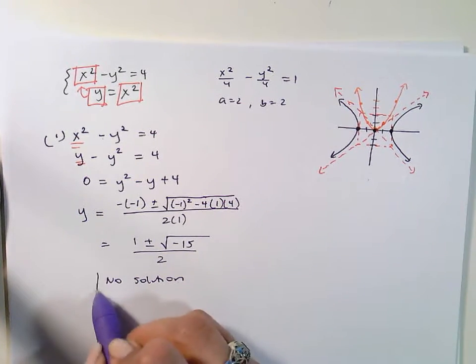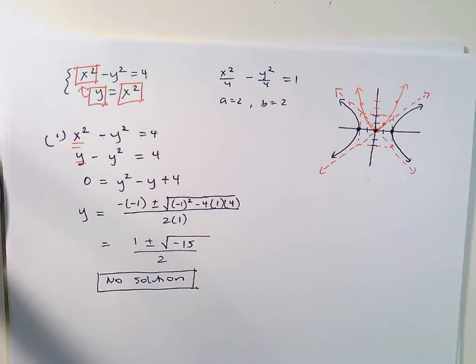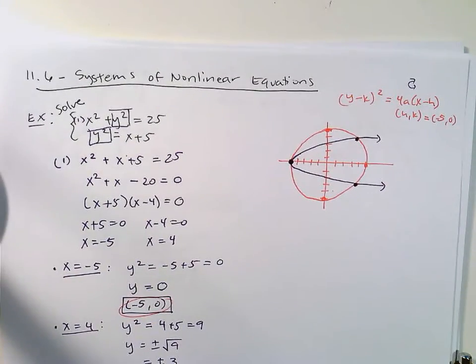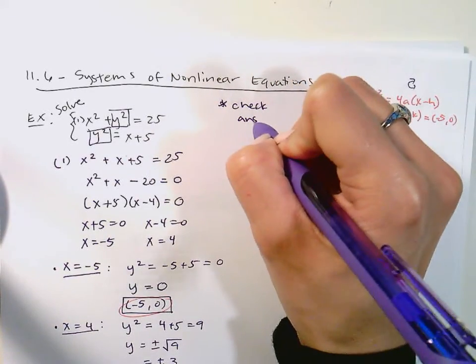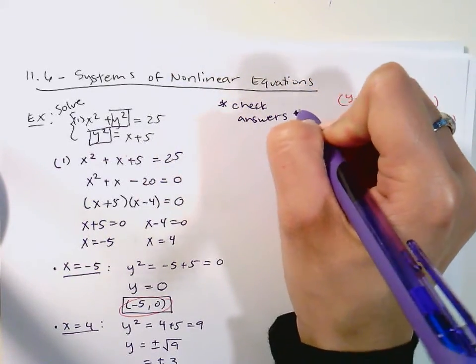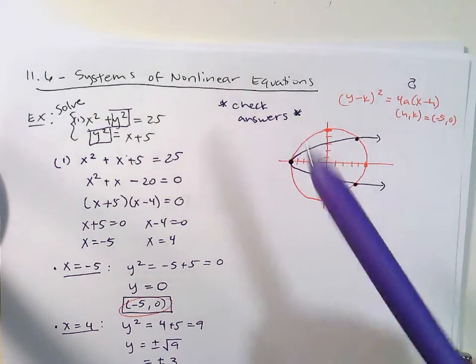Usually, for any system of nonlinear equations, the go-to method is substitution. Once you find the solutions based on the substitution method, always check your answers. For any system of nonlinear equations, make sure that you check your solutions to see if they really are answers.